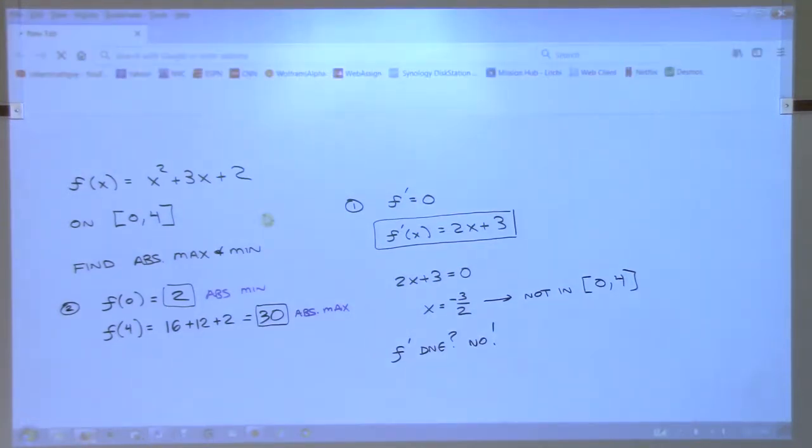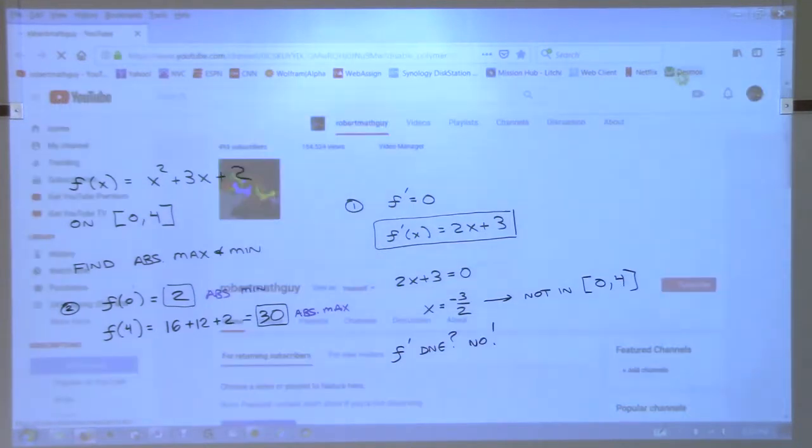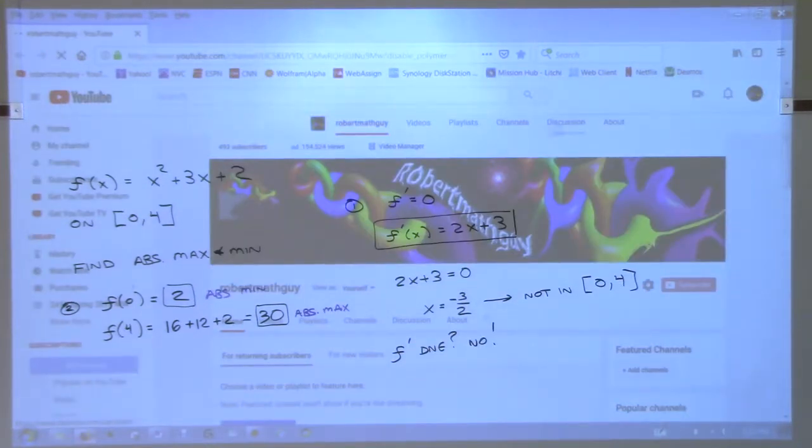This is our first example, so we're just getting kind of warmed up here. It was a pretty easy function to differentiate, right? Pretty easy to set it equal to 0.